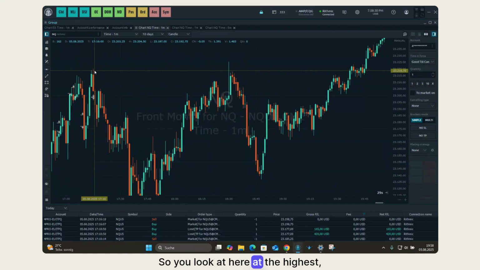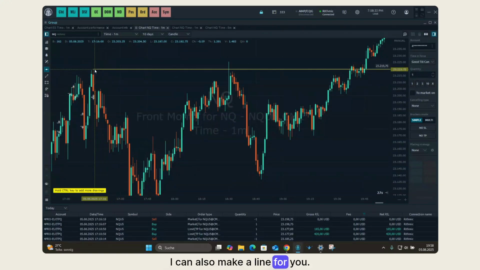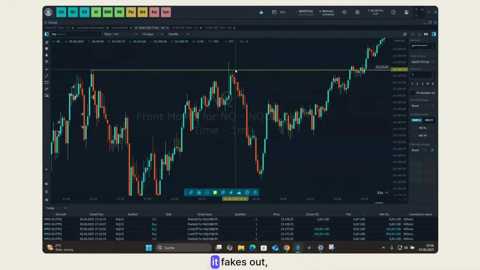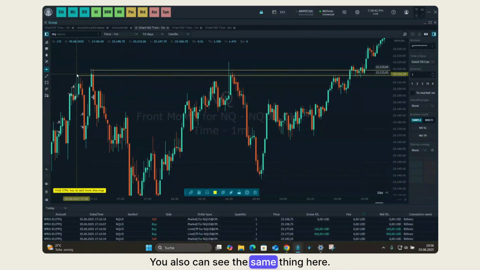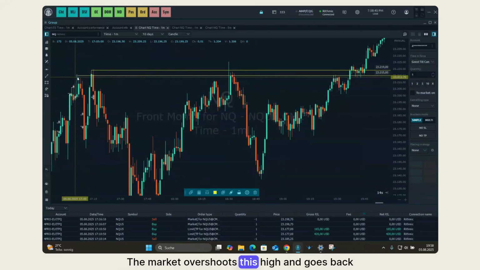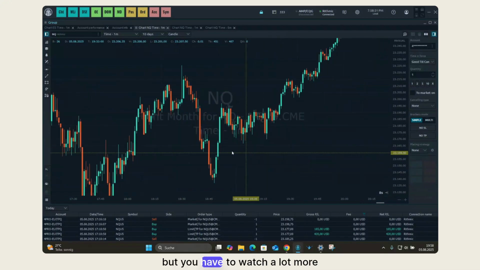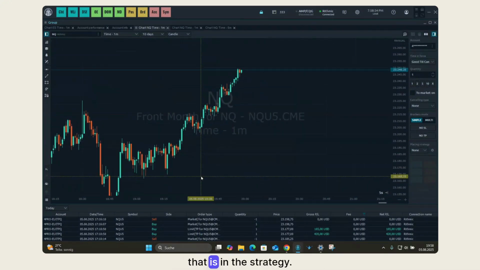So you look here at the highs. I can also make a line for you, and basically the market goes over that high and it fakes out, it goes back, and after that we see a short. You also can see the same thing here. The market overshoots this high and goes back down. So this is pretty simple, but you have to watch a lot more that is in the strategy.